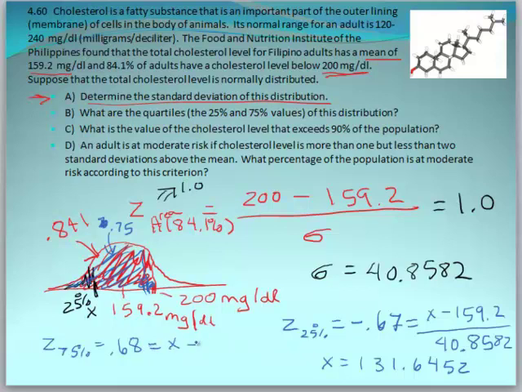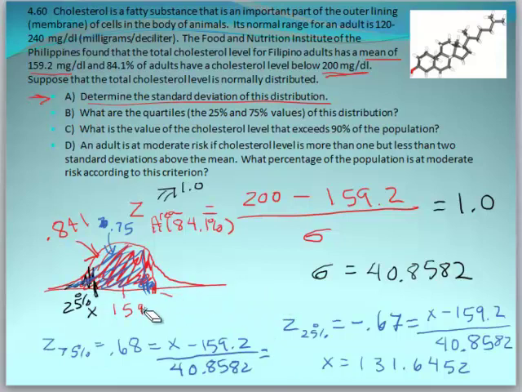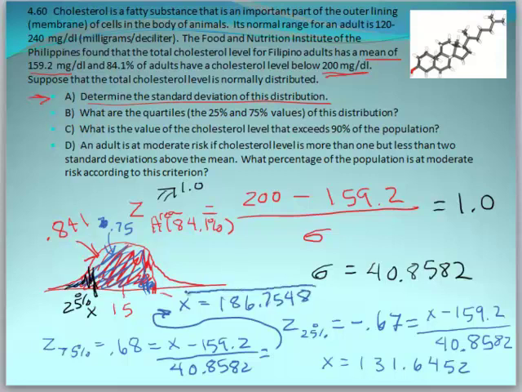X minus 159.2 over 40.8582, and all that is equal to z. I'll erase a little bit here, and we have a solution. X is equal to 186.7548. So there's the 75th percentile, and here is the 25th percentile.